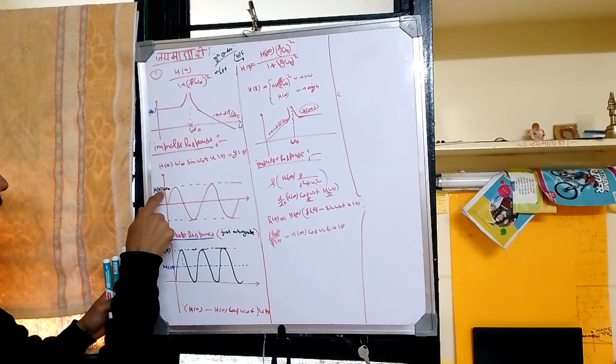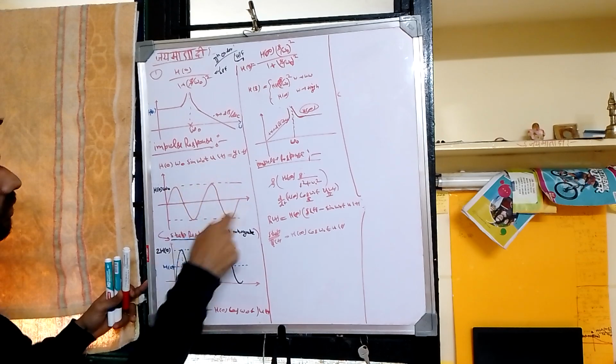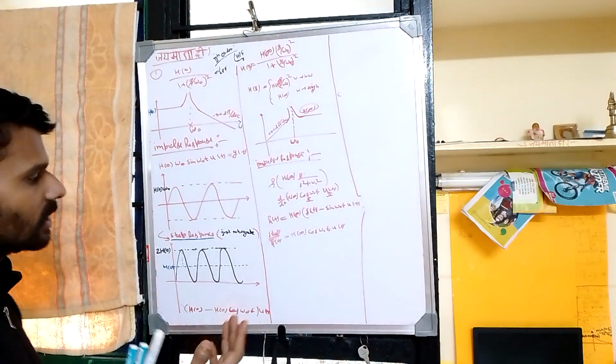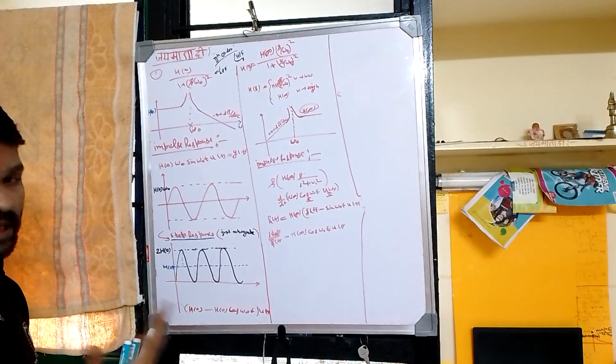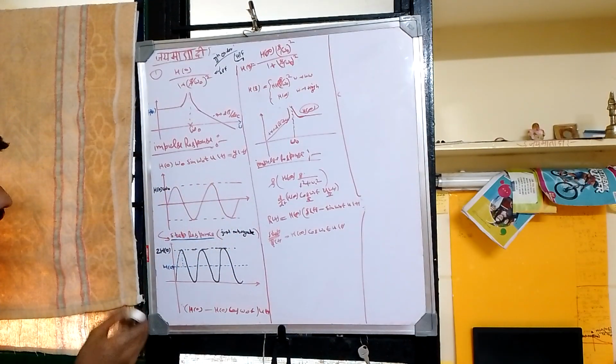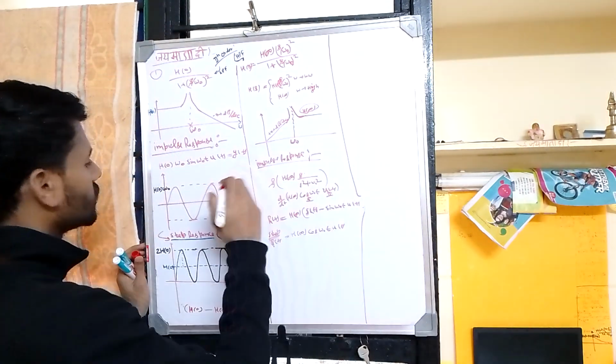h of 0 omega naught sin omega naught t into u of t. So for the step response, you just integrate the impulse response and you will get the step response. So see, for the integration of this, you should know some basics.